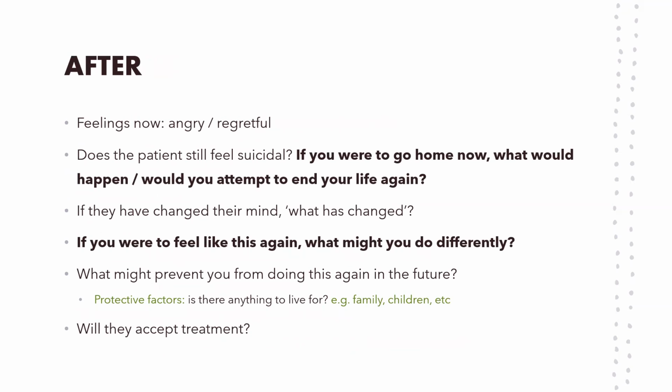Afterwards, you can ask how they feel now, looking back on it. Would they do it again? How are they feeling now? Is there anything that would stop them from doing this in the future? This would be a good time to ask about support networks, like if they have any family or friends they can talk to, and who they can rely on to prevent this from happening again.